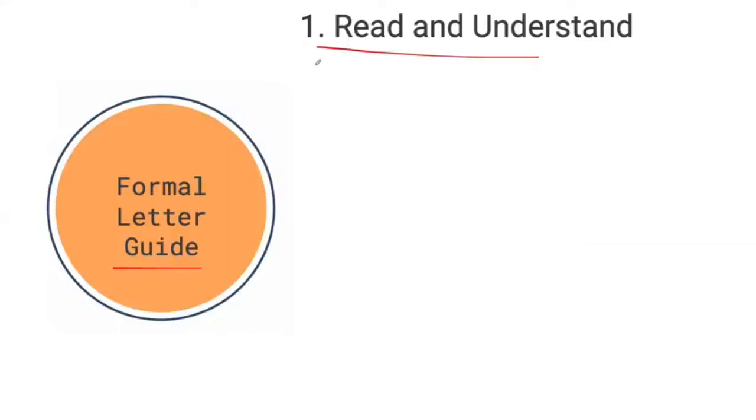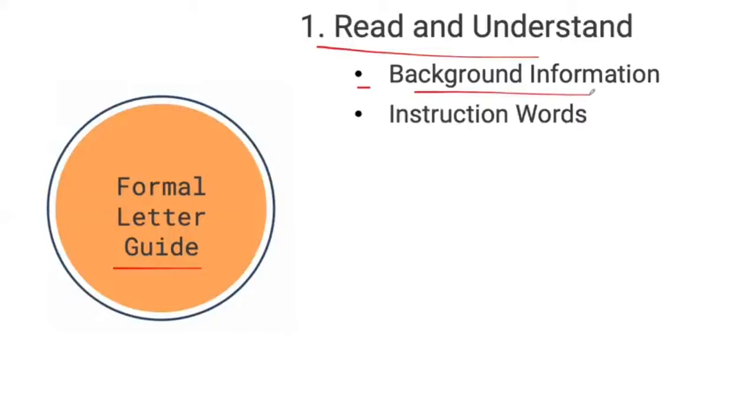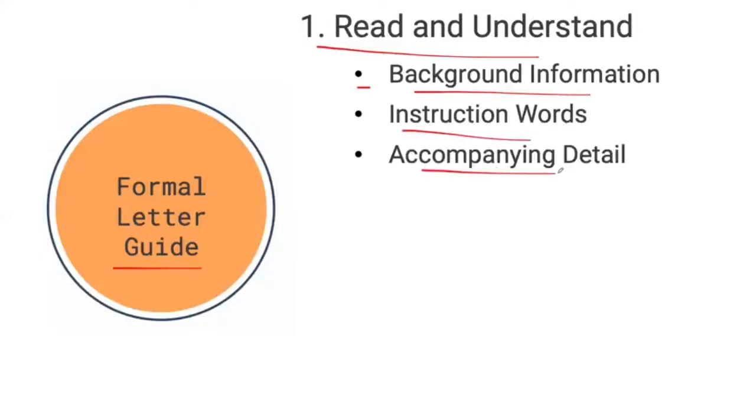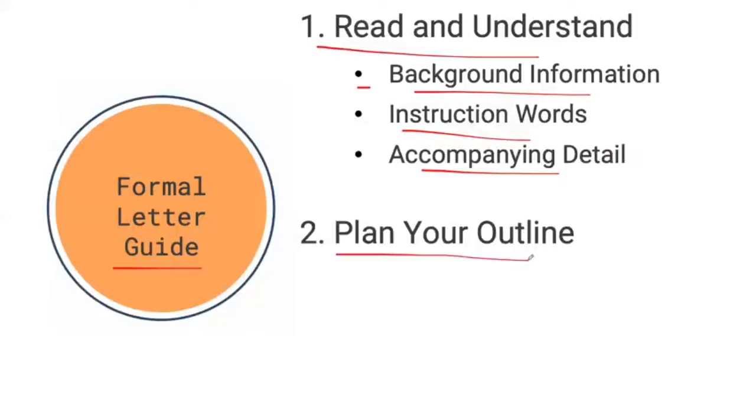So with step 1 comes a couple of sub-steps. First off, you want to understand the background information that you see in your prompt. You want to understand your instruction words, and you want to understand any accompanying detail. We're going to look at these 3 steps together when we read our prompt, and this will make a world of difference for our step 2, which is planning our outline. So once we know all of this information, we're going to plan our outline based on the specific type of letter. And of course, we're going to set our tone.